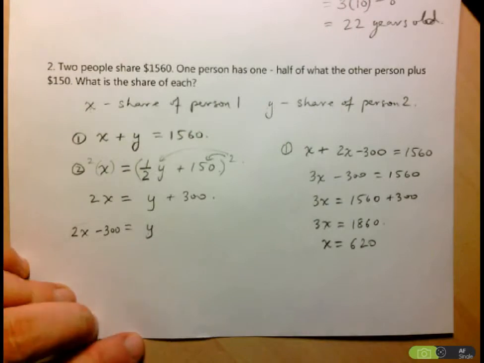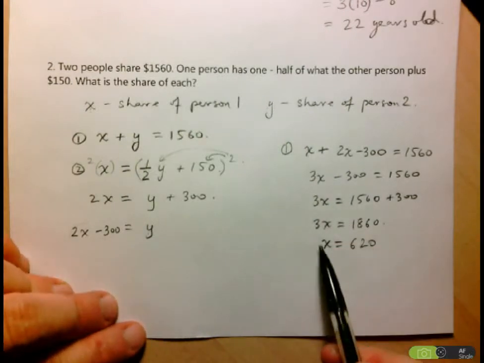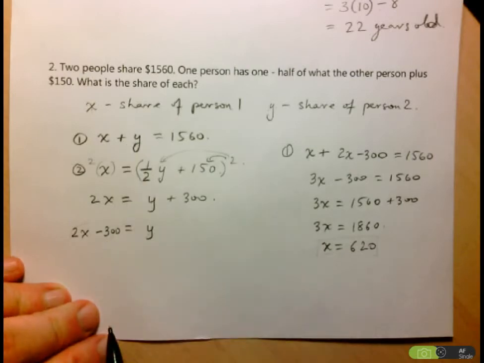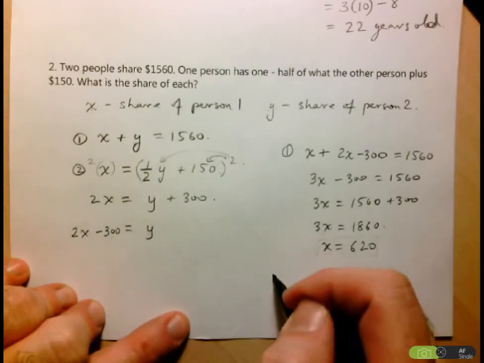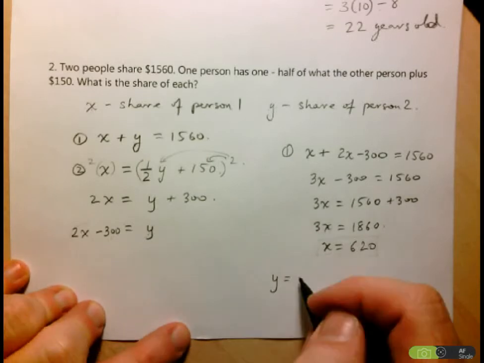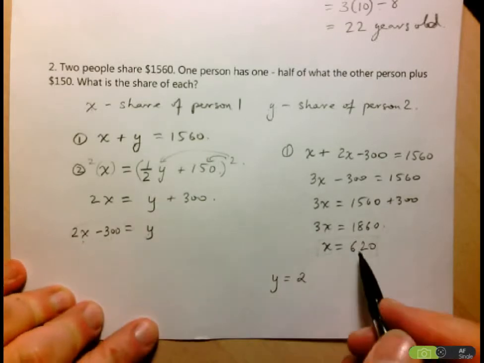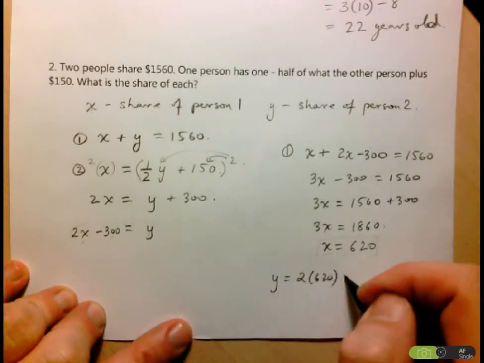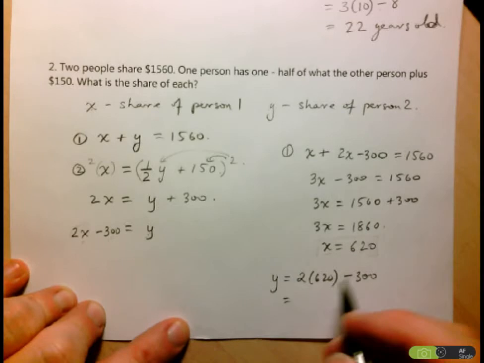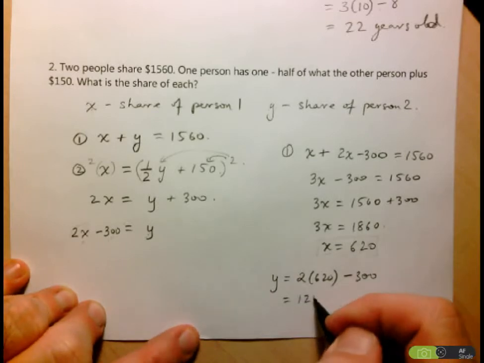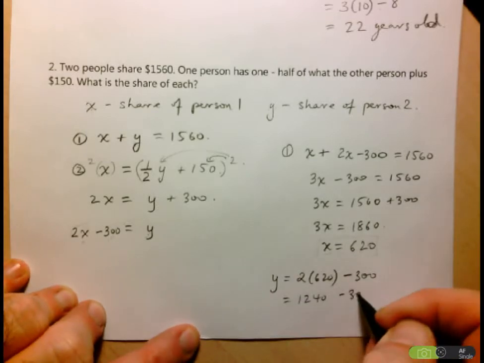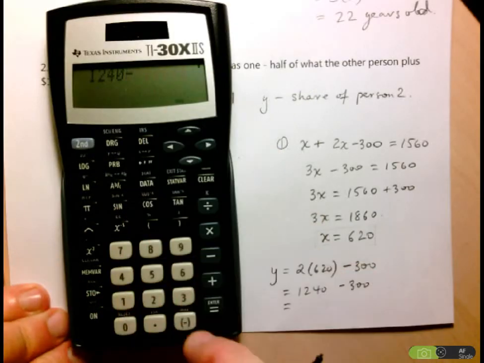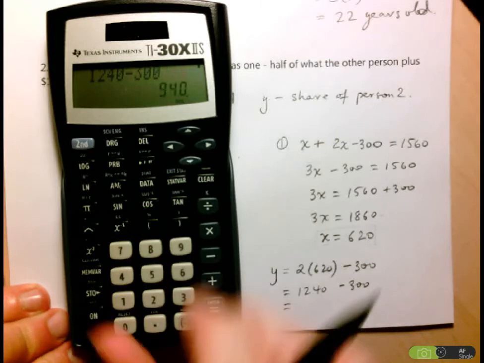There we go. Now, as we did before, once I know what x is, I can use one of these two equations to find y. So since y is isolated here, I'll use that. So y is going to be equal to 2 times x, which now I know is 620, minus 300. So here, 2 times 620, that's 1240 minus 300, and so 1240 minus 300 equals 940.